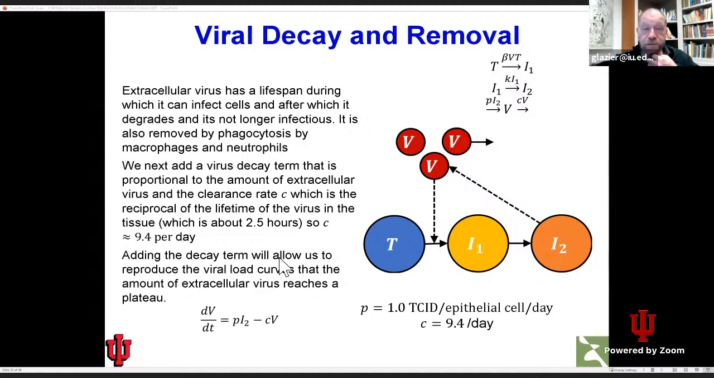Antibodies cause the virus to bind together and become inactive, although we're assuming this is what's called a primary infection where there are no antibodies. But the net result that we're going to assume in our model is that there is some lifetime of the virus. When the virus is produced, it doesn't stick around forever, it just decays. And so we'll add one arrow to our plot, which is that the virus goes to nothing at a rate C times the virus.